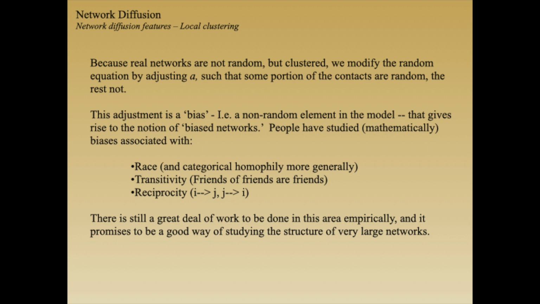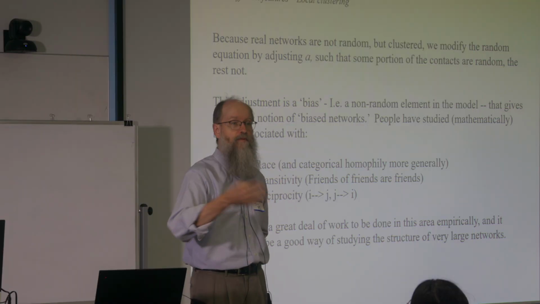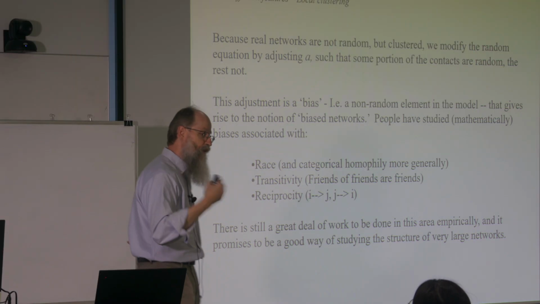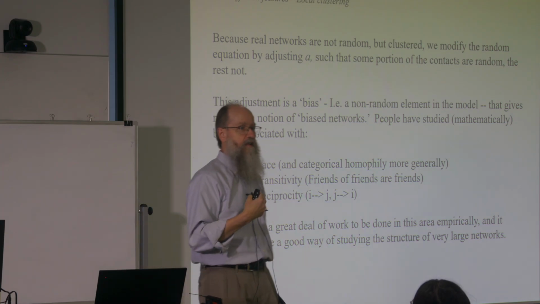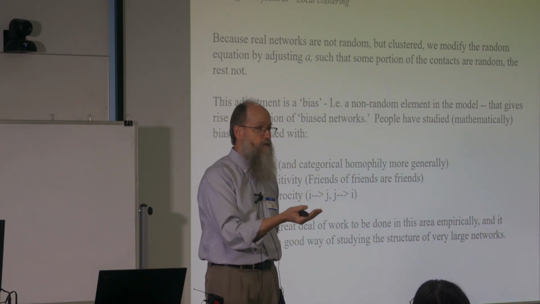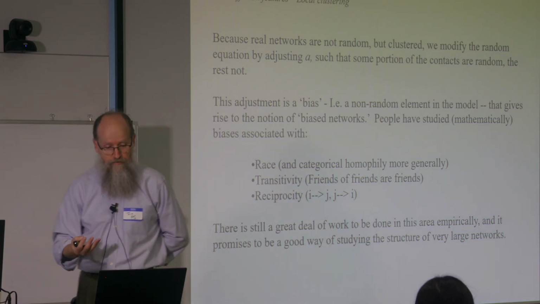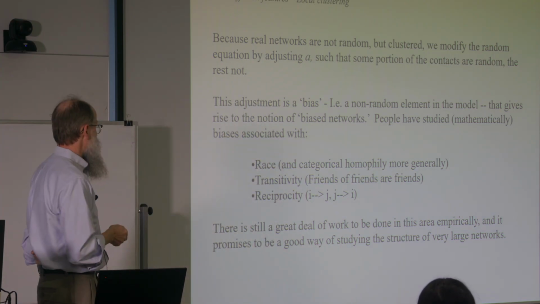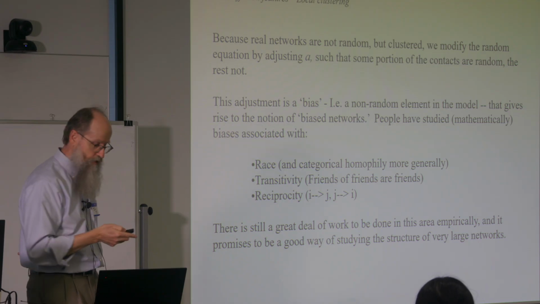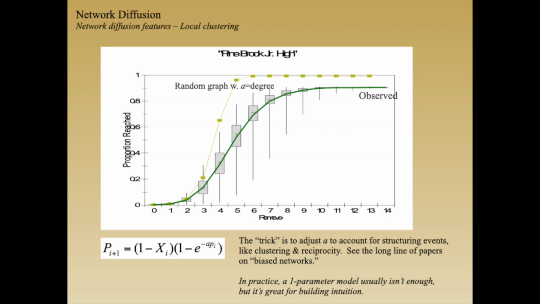They said, well, it turns out that there are structuring events in real networks. We don't have a random number of people that we're tied to. We have some people that are random and some people that are not random. So for example, reciprocity is a structuring event: the likelihood that I reach out to you is higher if you've reached out to me. Transitivity is a structuring event. Clustering by categories is a structuring event. And these things all have the effect of lowering this little alpha term by some knowable degree.